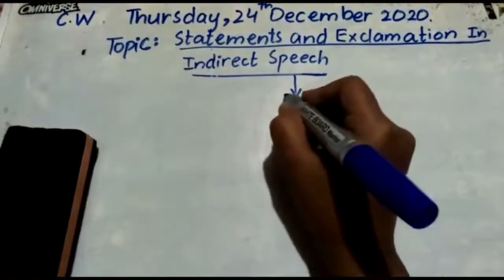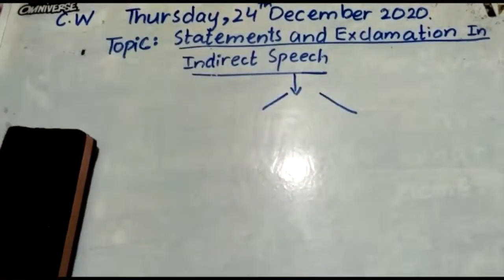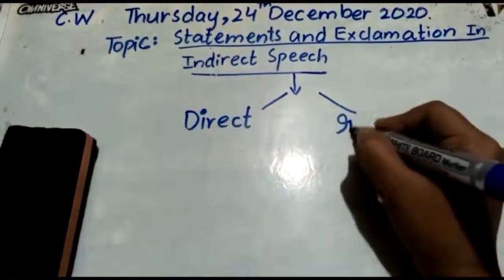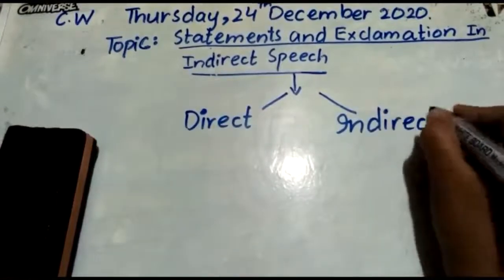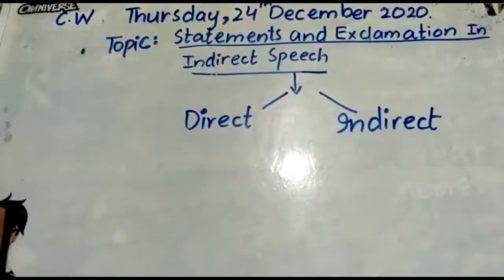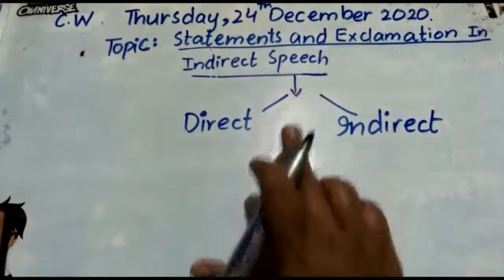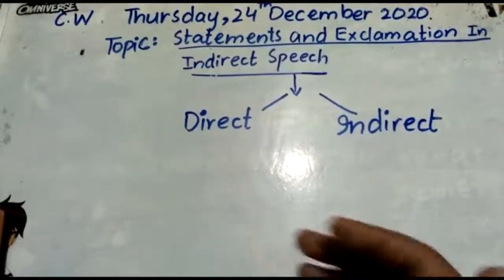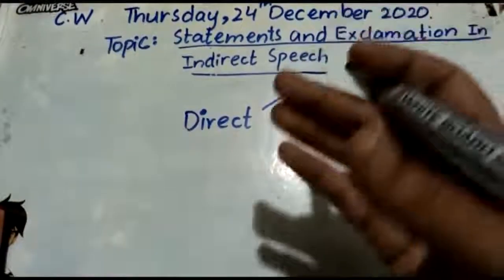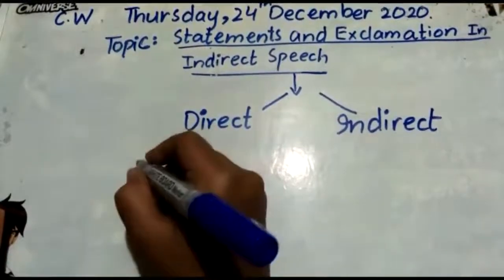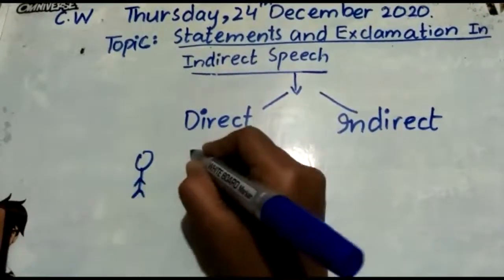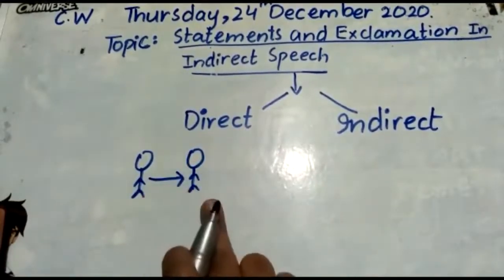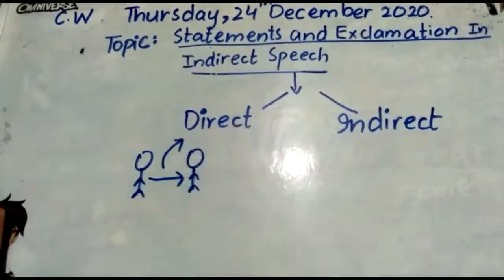So speech is basically of two types. The very first type is direct speech, and the second type is indirect speech. Now let us discuss these two types. Direct speech is basically a way of reporting the words of a speaker as they are to somebody. For example, if I have to convey my message to this person, I will convey my message directly to him, then it will be a direct speech.